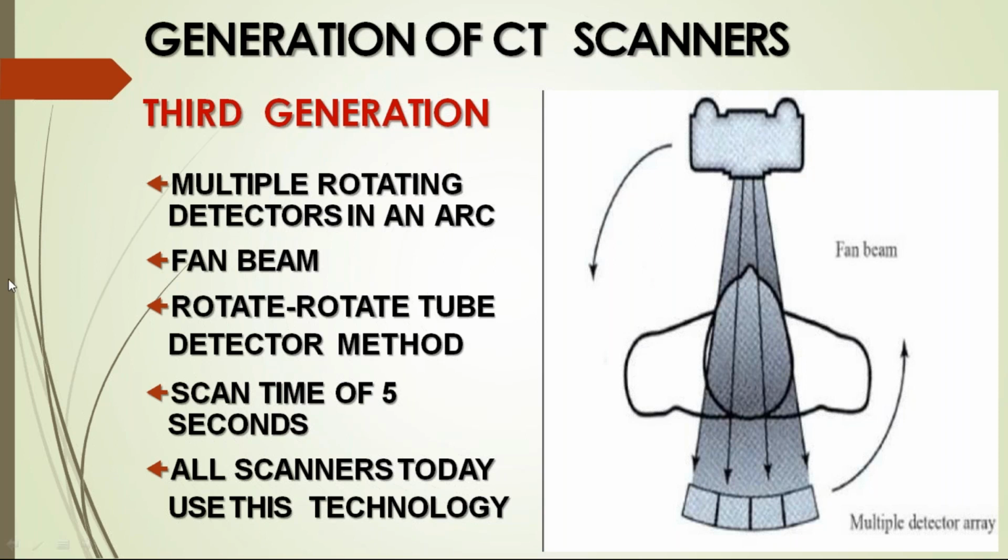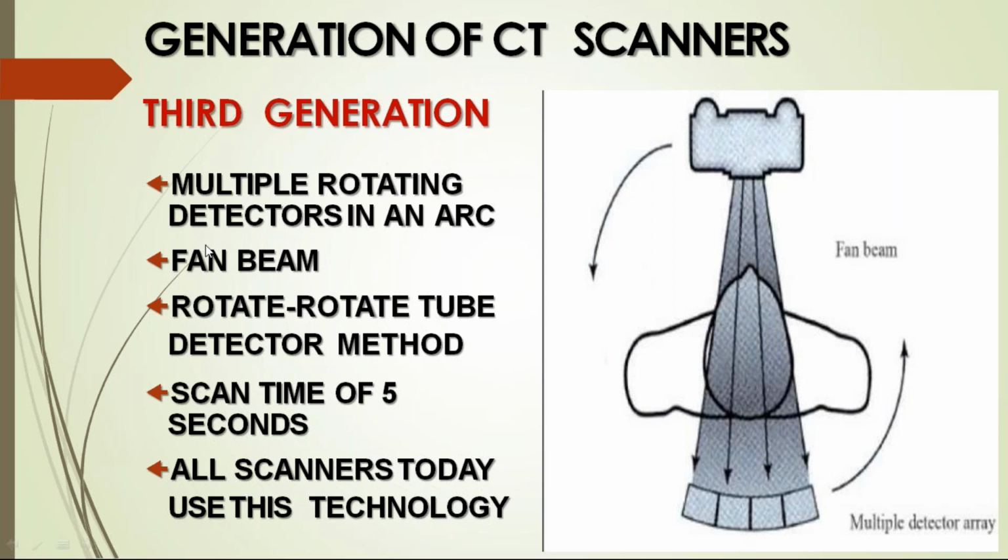They are placed in an arc-like manner. Now, in our generation we follow this type, and we use a fan beam instead of a pencil beam. In third generation we use a fan beam and it rotates like this, in a clockwise direction. Both the tube and detector rotate, that's why it is known as the rotate-rotate detector method. And the scan time is 5 seconds.